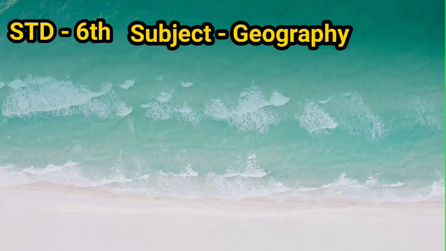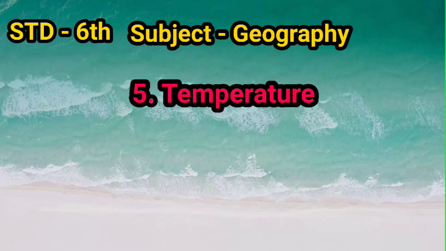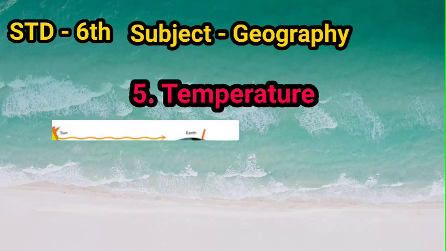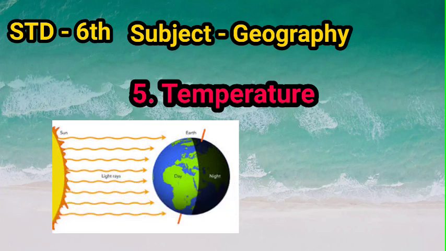Standard 6 Geography, Lesson number 5: Temperature. Children, in the last lesson video we learned that latitude is the main factor that influences the distribution of temperature. Besides it, nearness to the sea, continentality, height above mean sea level, physical setup of a region, cloud cover, wind, vegetation cover, urbanization and industrialization are all factors that also influence the change in temperature.